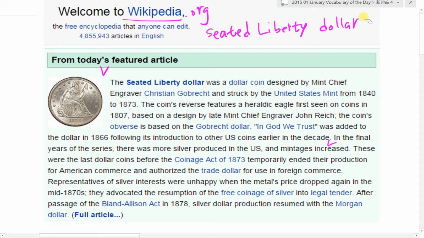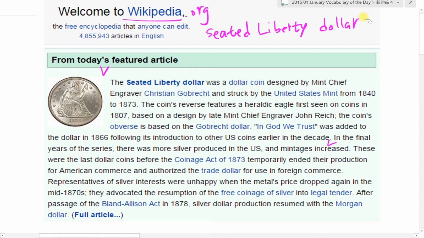and struck by the United States Mint from 1840 to 1873. The coin's reverse features a heraldic eagle first seen on the coins in 1807, based on a design by late Mint Chief Engraver John Reich. The coin's obverse is based on the Seated Liberty design, which In God We Trust was added to the dollar in 1866, following its introduction to other US coins earlier in the decade.